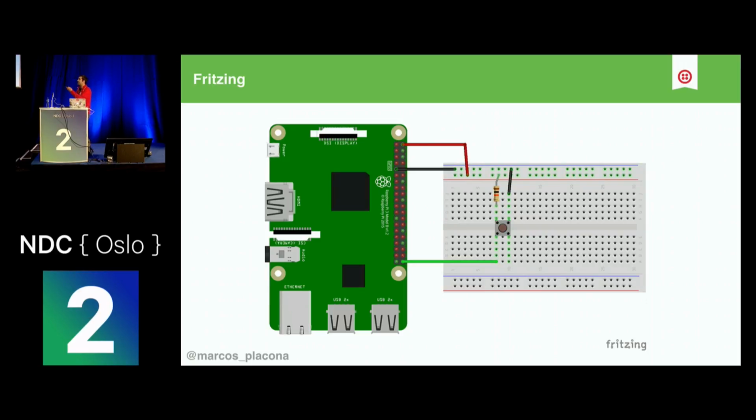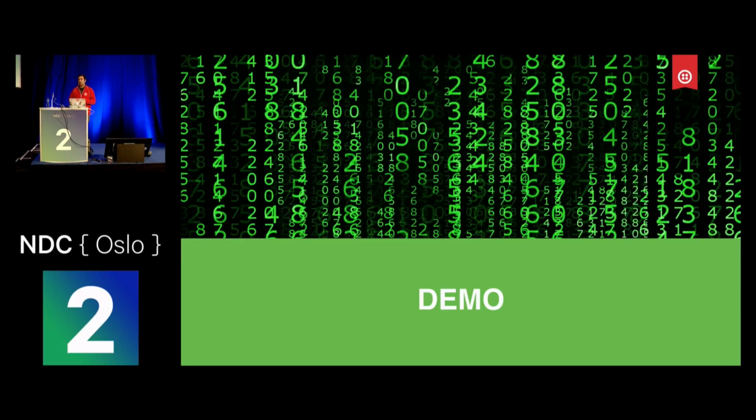Now, I showed you this example here. This is a button which has a resistor connected to it. It's connected to power, and it's connected to one of the pins. And I'll show you a demo of it. I'll show you how a button actually works in Android Things.